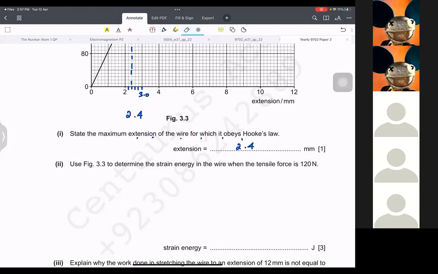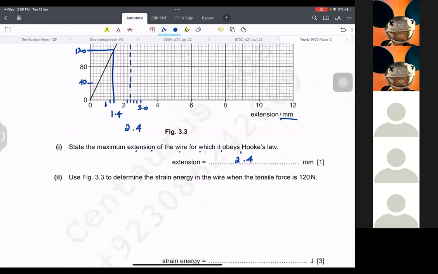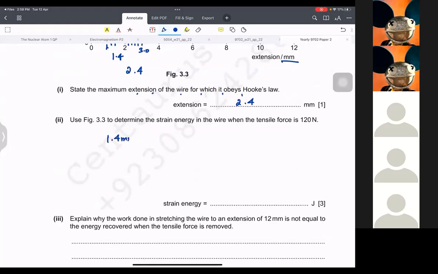Determine the strain energy in the wire when the tensile force is 120. Okay, where is 120? I think this is 120, right? If this is 40, this is 80. So you're going to go here, and we're going to go here. This is 1, so 1.2, 1.4. Now this is in millimeter, that's newtons, and I think we need to give it in joules. So 1.4 millimeter and 120 newtons. I'm going to change this. 1.4 times 10 raised to minus 3 would take it into meters. Now, half times force times extension is the energy. So half times 120 times 1.4 times 10 raised to minus 3.